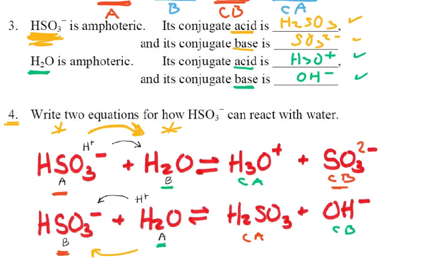Then down here back on number 4, we're asking, what are the two equations? We can let the HSO3- donate, and if it does, we end up with SO3 2- and H3O+. Or if the H2O donates the H+, then we end up with H2SO3 and OH-.